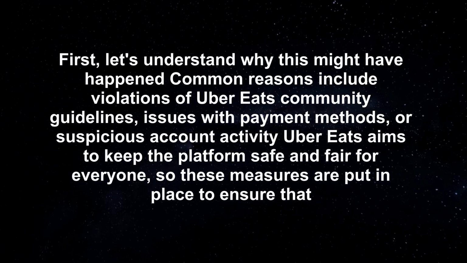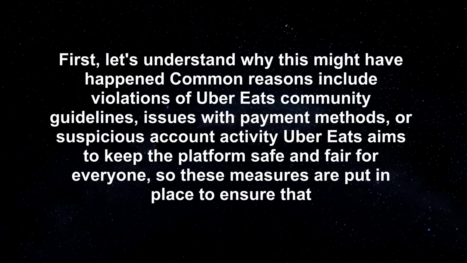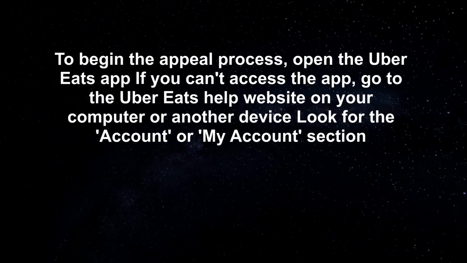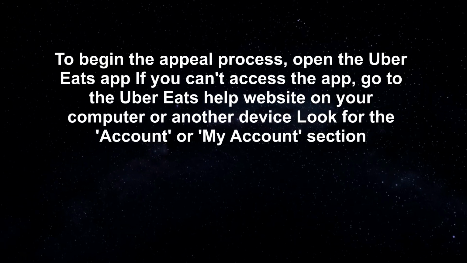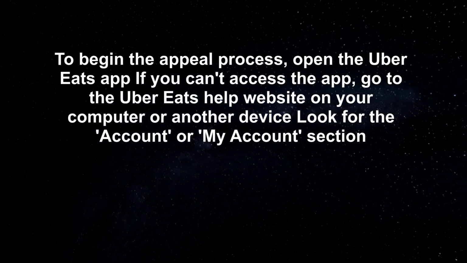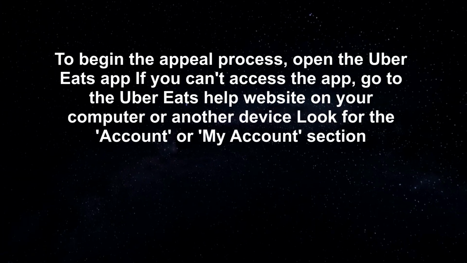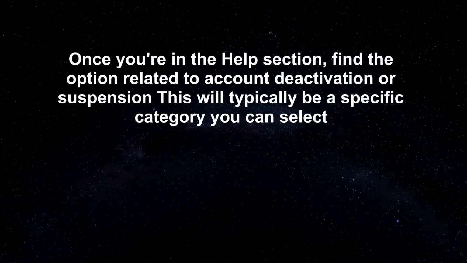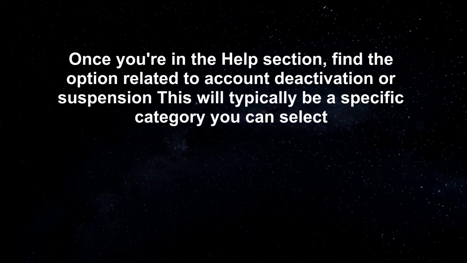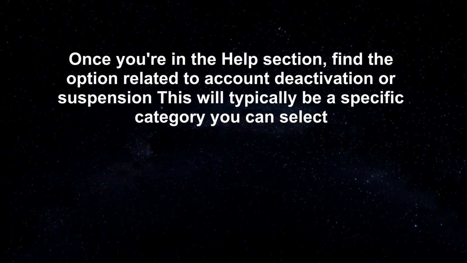Uber Eats aims to keep the platform safe and fair for everyone, so these measures are put in place to ensure that. To begin the appeal process, open the Uber Eats app. If you can't access the app, go to the Uber Eats help website on your computer or another device. Look for the account or my account section. Once you're in the help section, find the option related to account deactivation or suspension. This will typically be a specific category you can select.